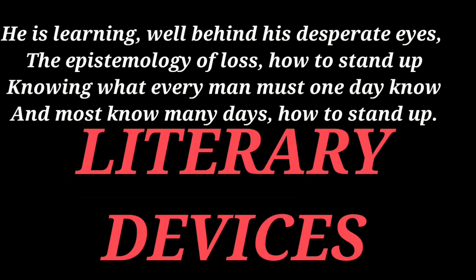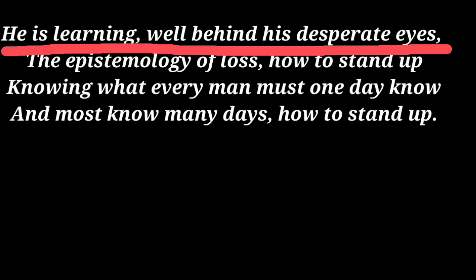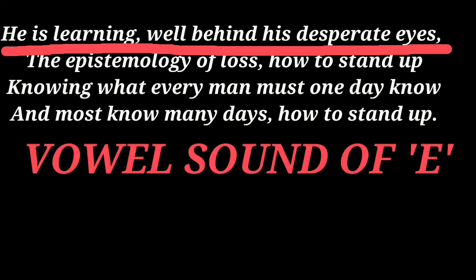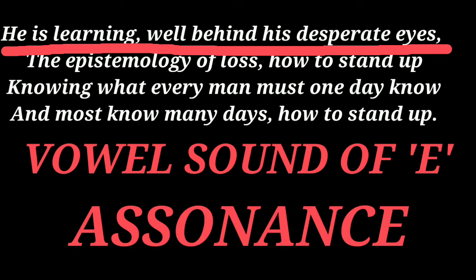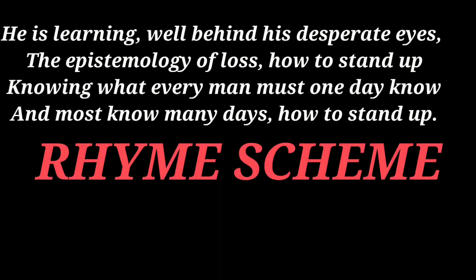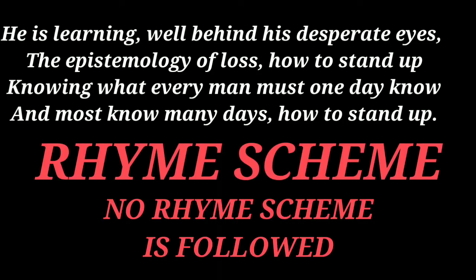So now let's take a look at the literary devices used here. Look at the line, he is learning well behind his desperate eyes. What sound is being repeated here? Vowel sound E. Hence, this is known as assonance, repetition of vowel sounds. Next comes rhyme scheme. There is no rhyme scheme followed in this poem.